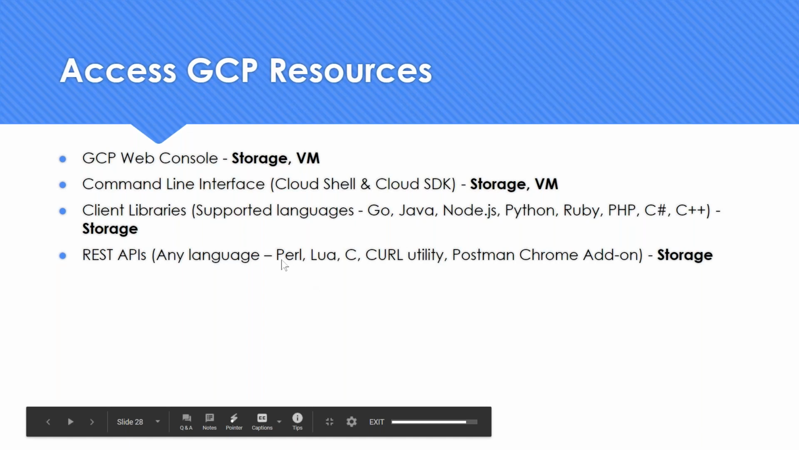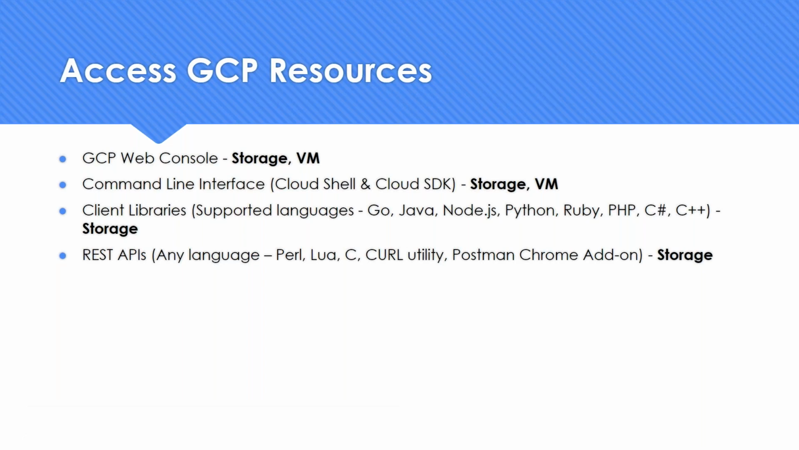Now, if it has to be done with C language, Lua, Perl, or using Postman, which is a Chrome add-on, then the option which comes to your rescue is REST API. Using REST API, I can create it in any language. So if the customer asks, can I create a database or a virtual machine using C language? The answer is yes. Simply say REST API. This is your best bet. If nothing works, REST API is going to work out.